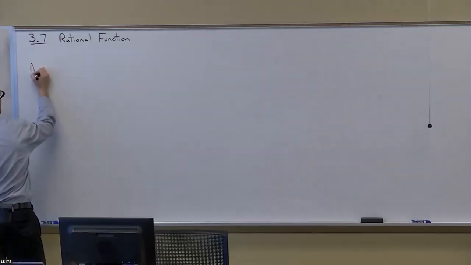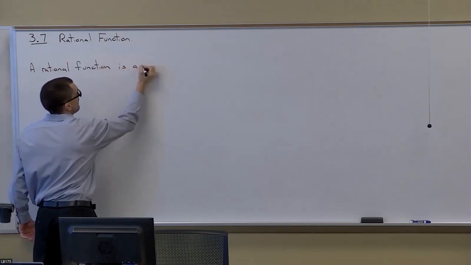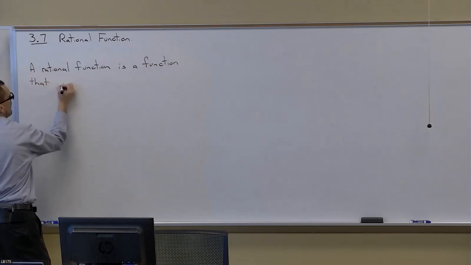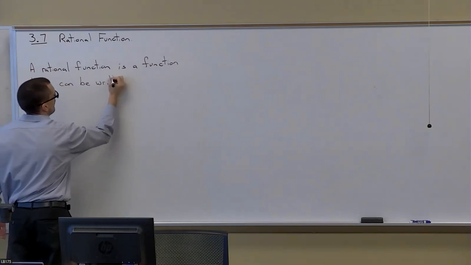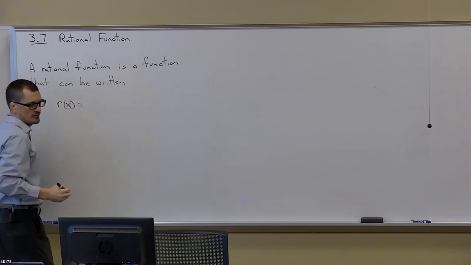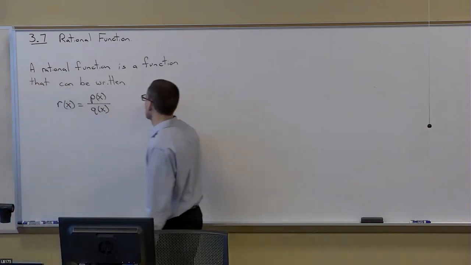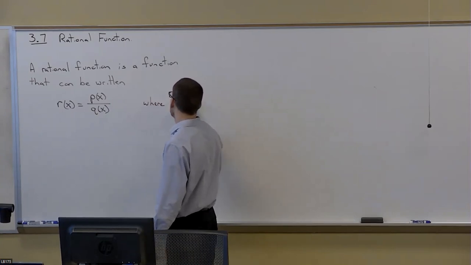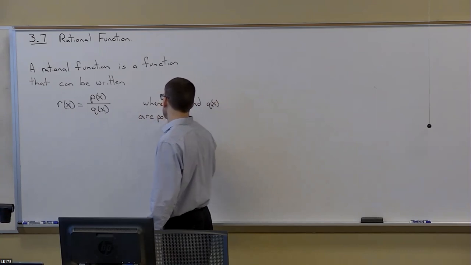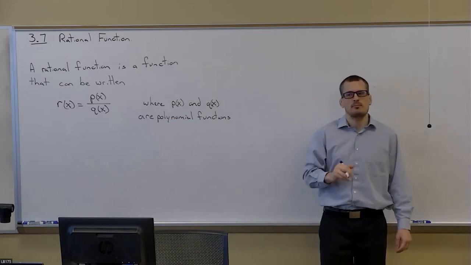A rational function is a function that can be written, let's use R for rational function, R of x equals P of x over Q of x, where the numerator function and the denominator function are polynomial functions. So it looks like polynomial divided by polynomial, all right?